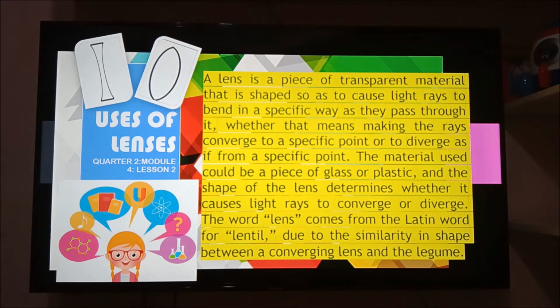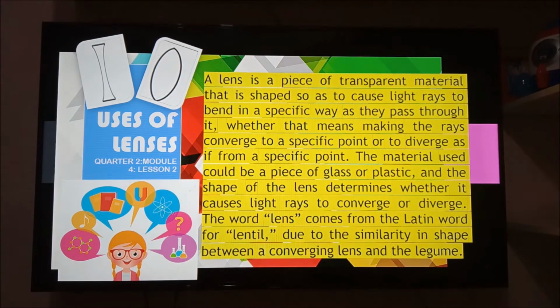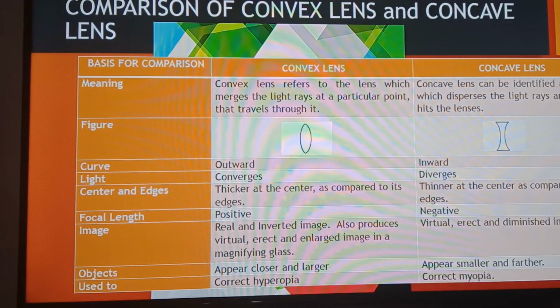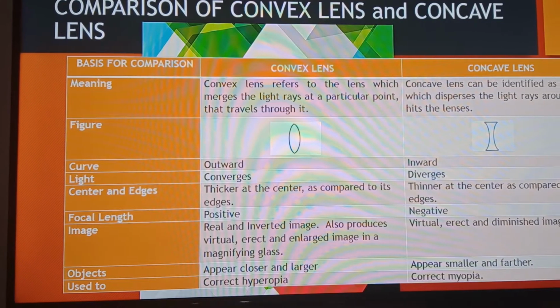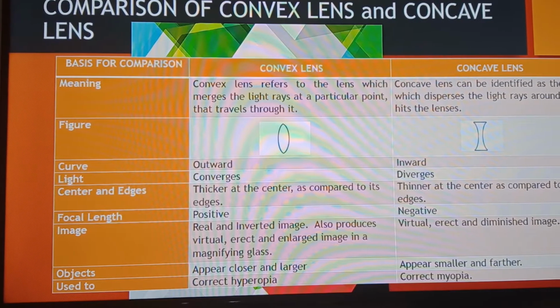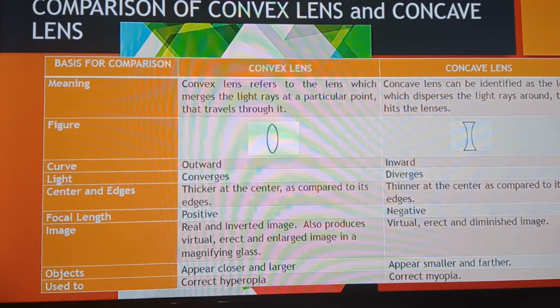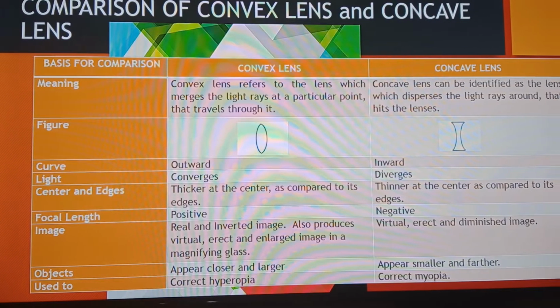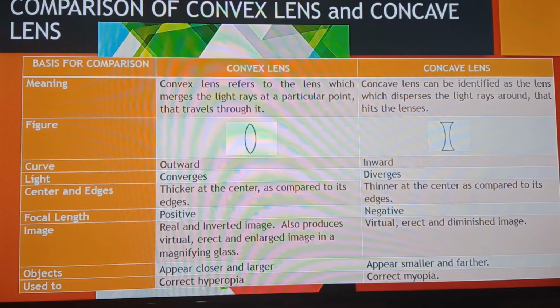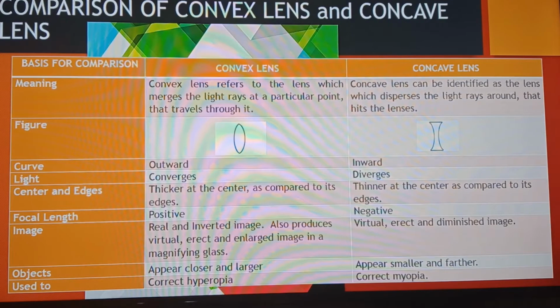The word lens comes from the Latin word lentil due to the similarity in shape between a converging lens and a legume. This was the table given to you in Module 3. This table tells us the comparison between a convex lens and a concave lens. Try to recall it once again.